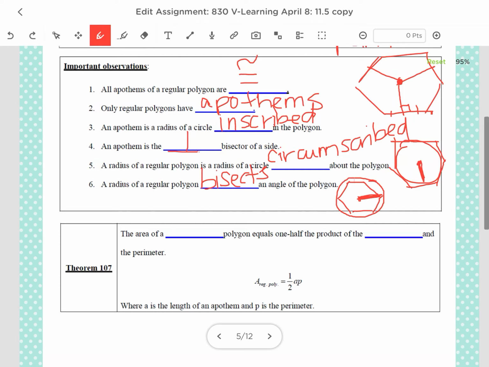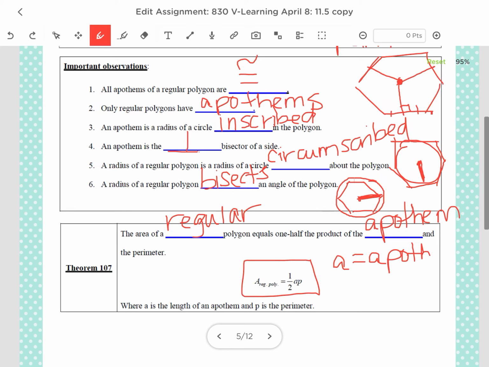All right, the next theorem that you're going to need to know, this will be the last piece we need for this, and then we're going to go ahead and practice some of these. The area of any regular polygon is equal to 1/2 the product of the apothem and the perimeter. So in this case, when you look at this formula, just make sure you know that a is equal to the apothem.